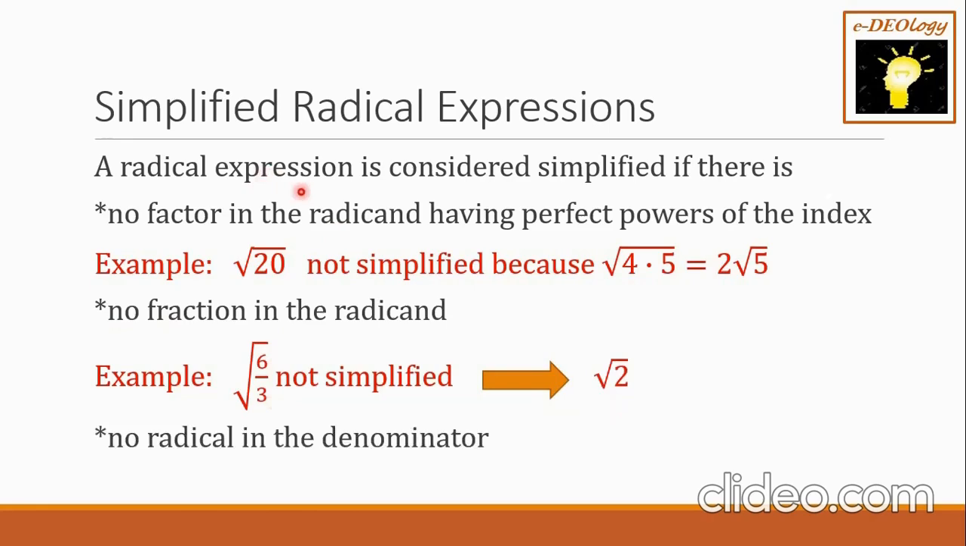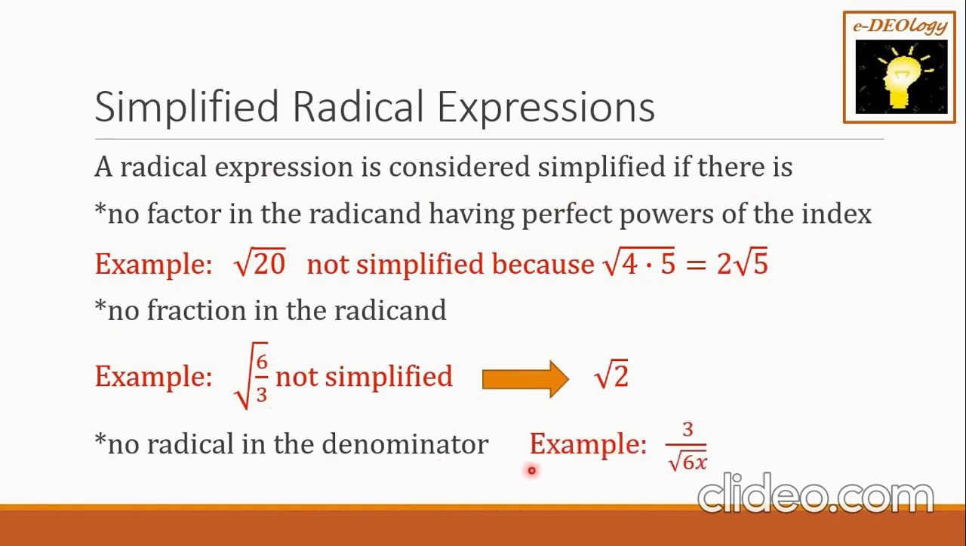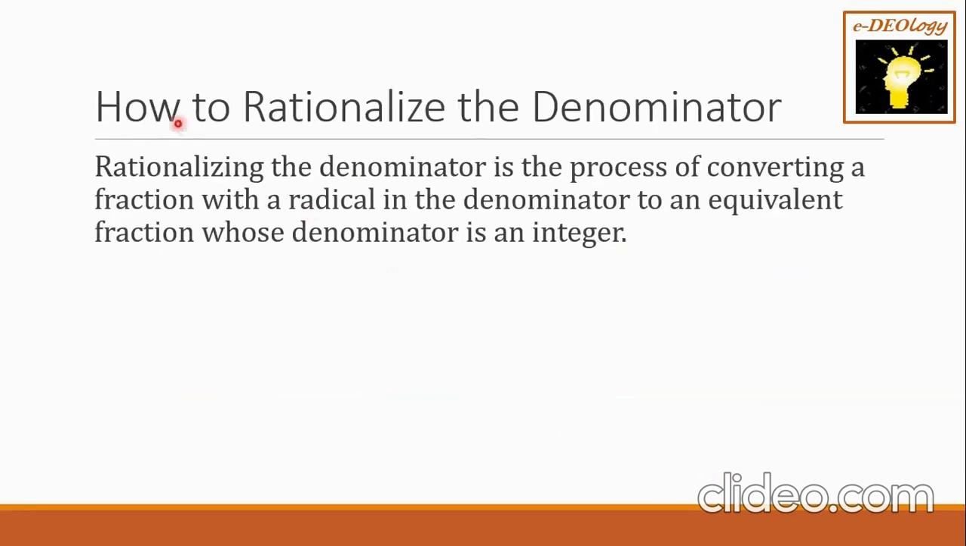A radical expression is considered simplified if there is no radical in the denominator. Example is 3 over the square root of 6x. As we can see here, we have a radical in the denominator. And this is the topic of our today's video. How do we rationalize the denominator?